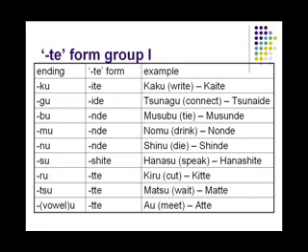The ninth row is related to the last but one character being a vowel. In this case, only the u is substituted with itte. For example, au means to meet. The te form for this is atte.